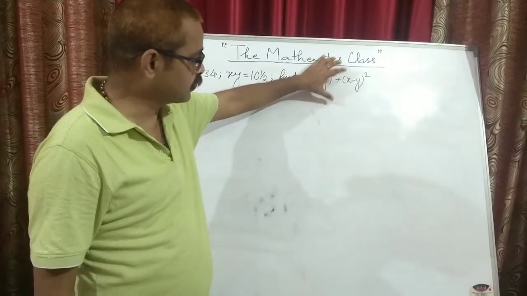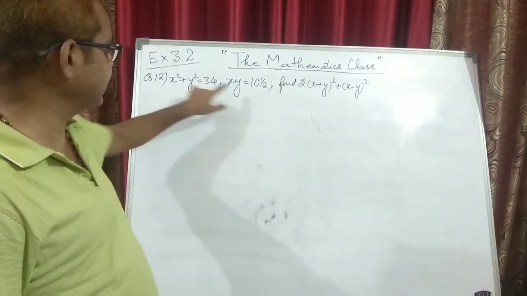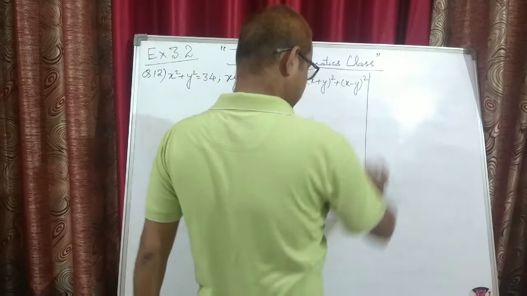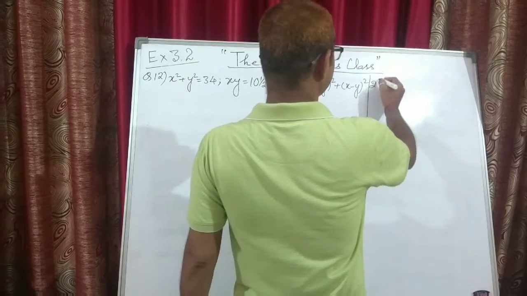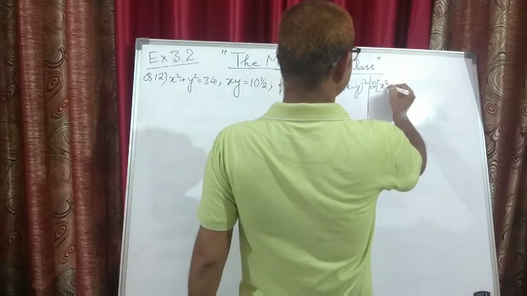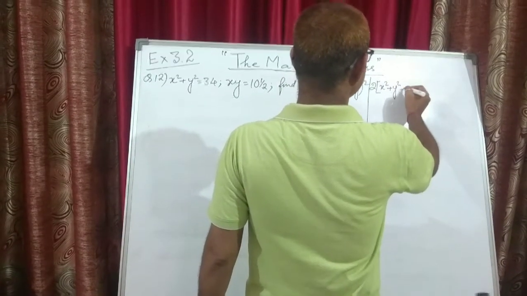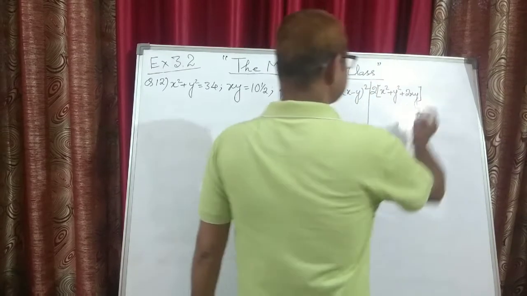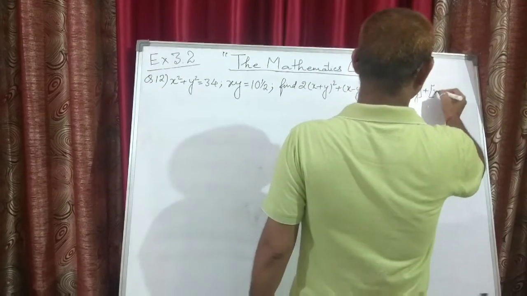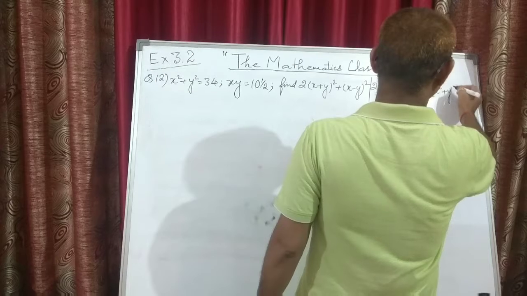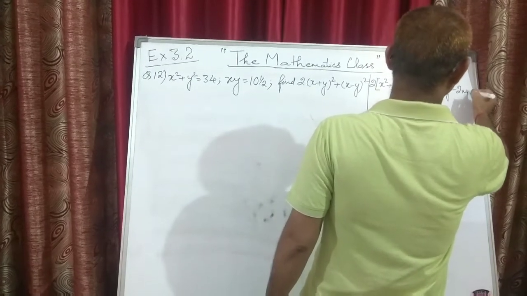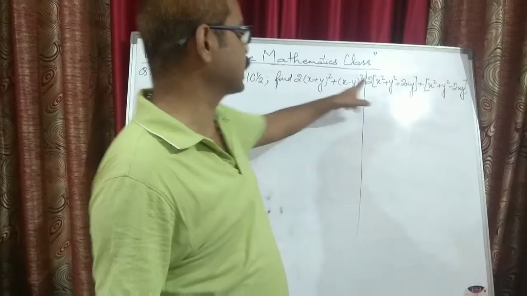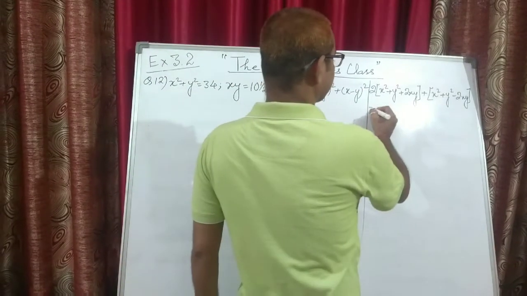So we'll try to solve this part and try to convert it in terms of x square plus y square and xy. So let's see. In this you can say 2 times of x square plus y square plus 2xy plus x square plus y square minus 2xy. What we did, we simply expanded these two and 2 was as it is. Now you can simply solve it out.